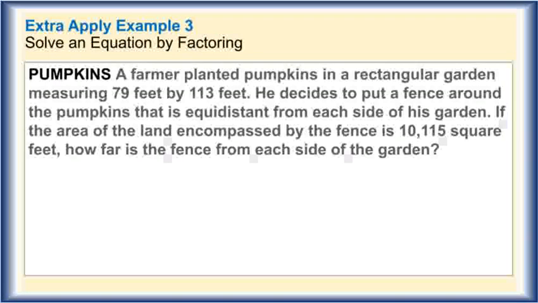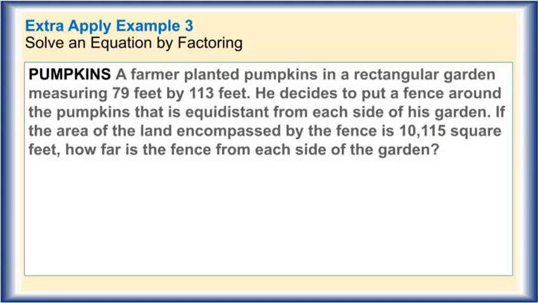Next, a farmer planted pumpkins in a rectangular garden measuring 79 feet by 113 feet. He decides to put a fence around the pumpkins that is equidistant from each side of his garden. If the area of the land encompassed by the fence is 10,115 square feet, how far is the fence from each side of the garden?